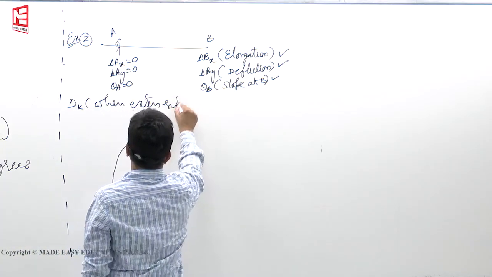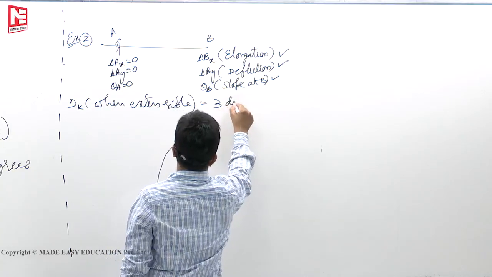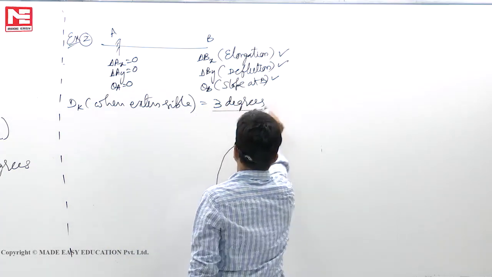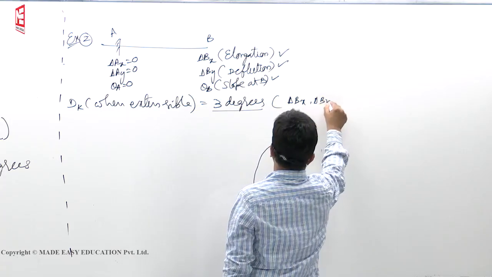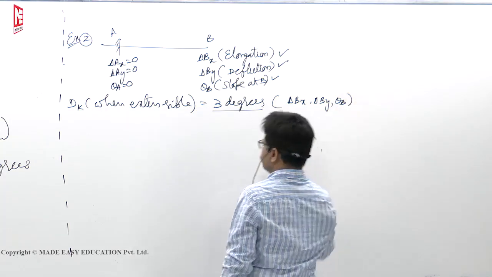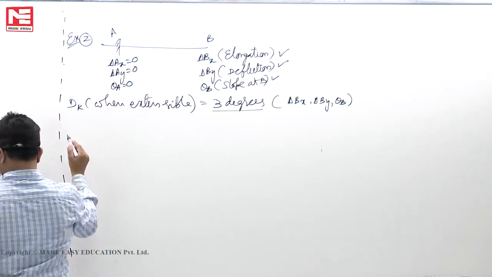Two cases we have to see. When extensible means members are capable of extending, 3 degrees. What are they? Delta Bx, delta By, theta B.